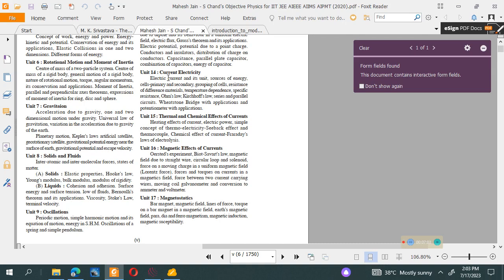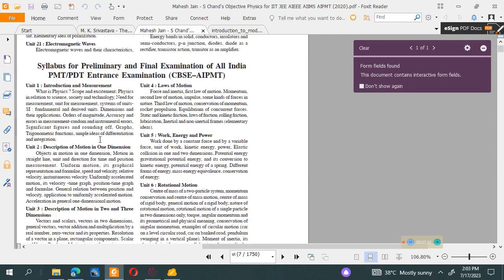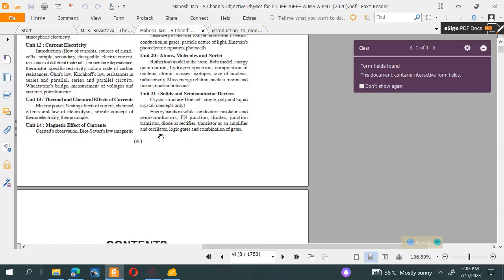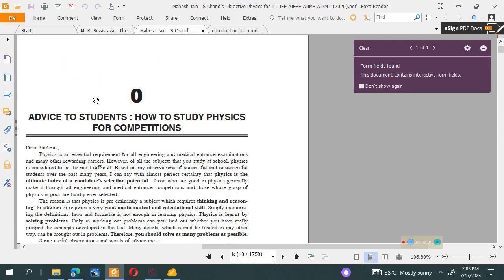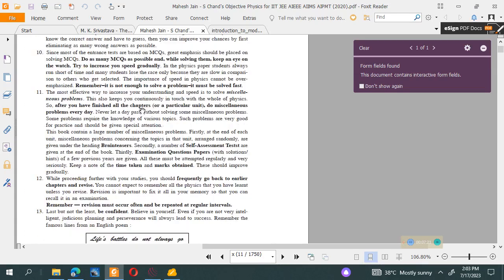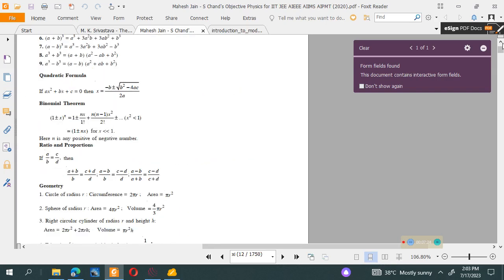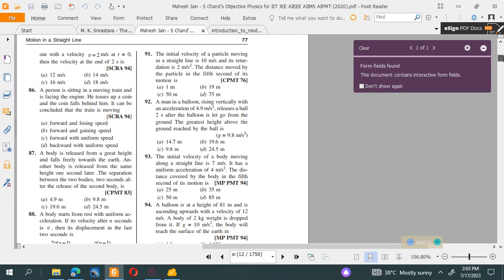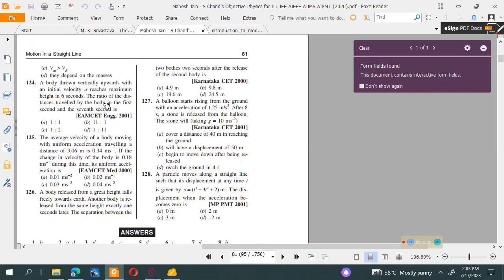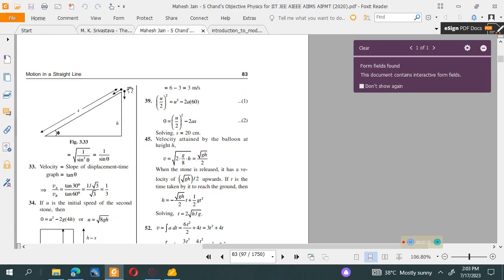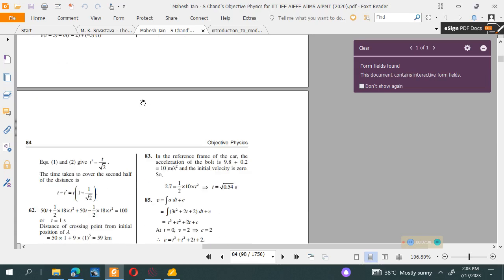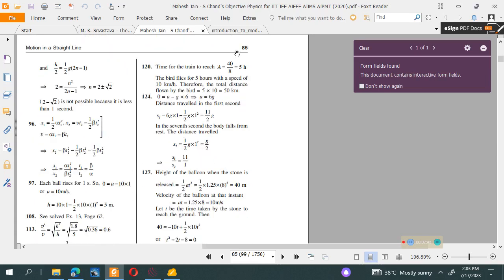You can see current electricity, and similarly thermal and chemical effects of current. Various topics are discussed briefly, and also a lot of MCQs. This is the overview of the book. If I go down, for example, you can see the first chapter. These are MCQs for each chapter, and this is the solution for those MCQs. Just following the questions, you can solve them for practice.